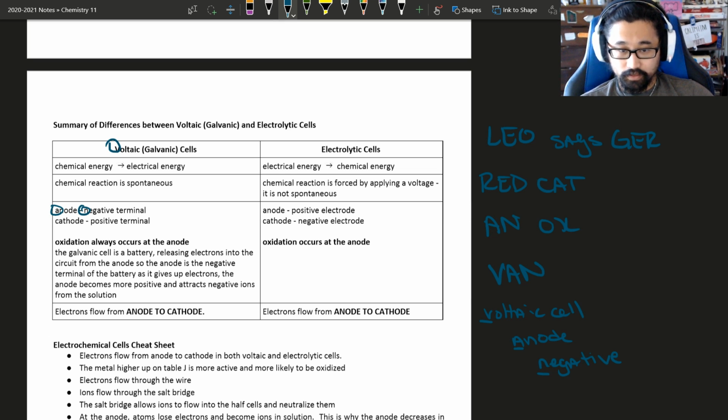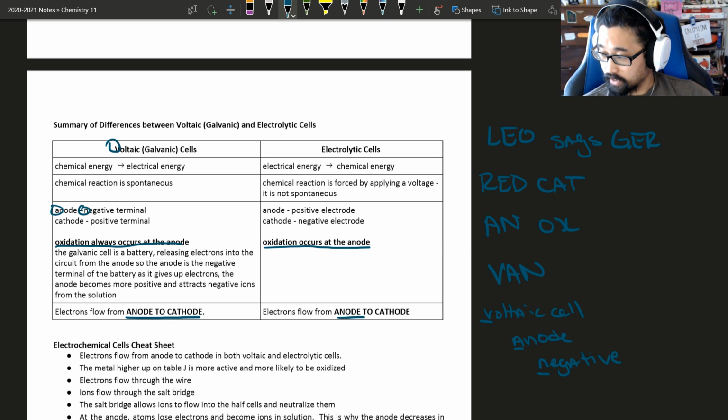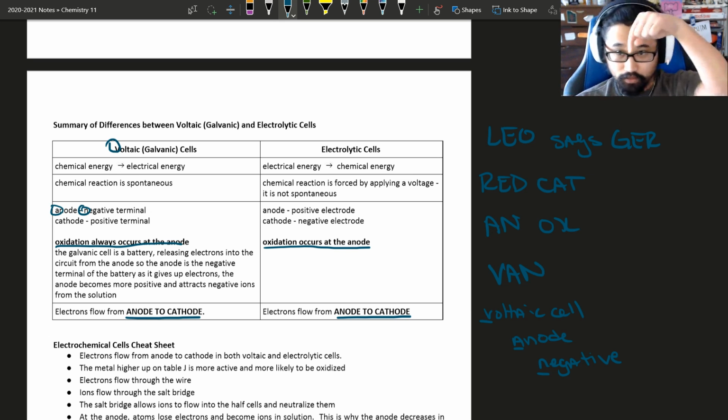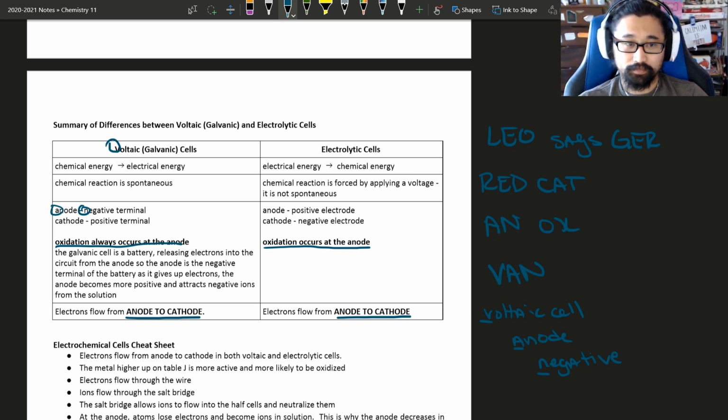I want you to notice oxidation always occurs at the anode. Electrons flow from anode to cathode. Our phrases will always be true. Right? Leo says grr. He's a red cat who's friends with an ox. They drive around in a van. All those things are just parts of the definition that will help you.